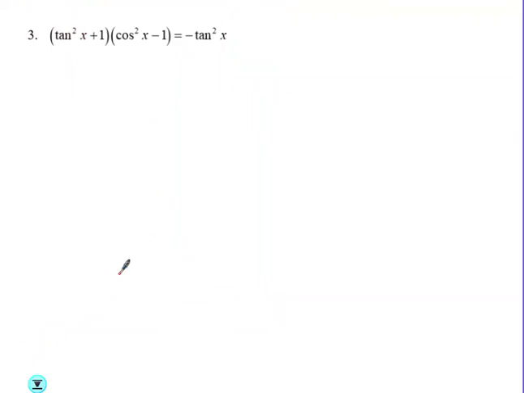Here I have tangent squared of x plus 1 times cosine squared of x minus 1 equals negative tangent squared of x. Again, I'm going to show you two different methods for this one. The first one I'm going to call the FOIL method. So we're going to go ahead and double distribute and multiply these two out. So I have tangent squared of x times cosine squared of x minus tangent squared of x plus cosine squared of x minus 1.